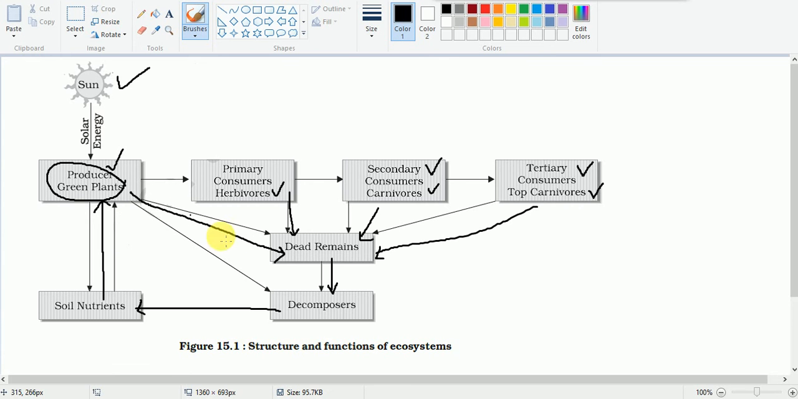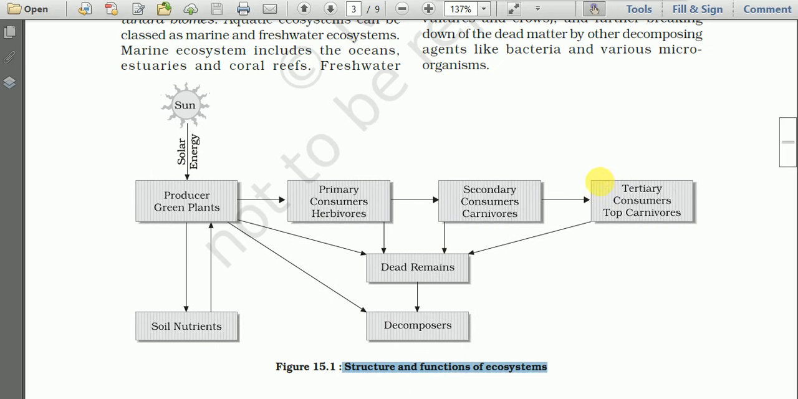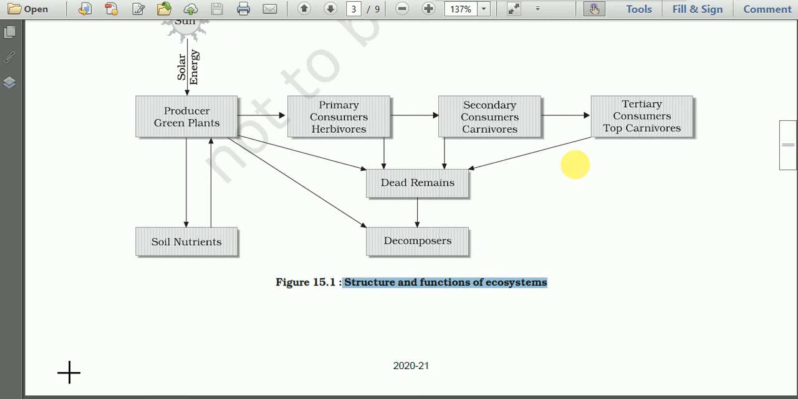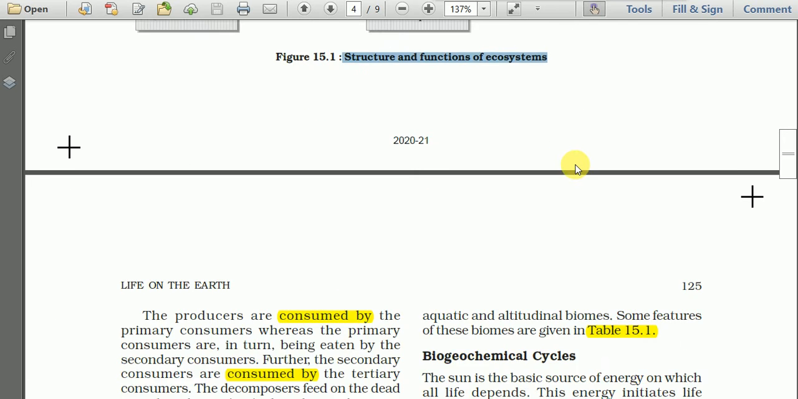So in this way we have a cycle in the ecosystem also. So this is what we call the structure and function of an ecosystem. Are you clear? Any question from your side? No, sir. Okay, let us continue.